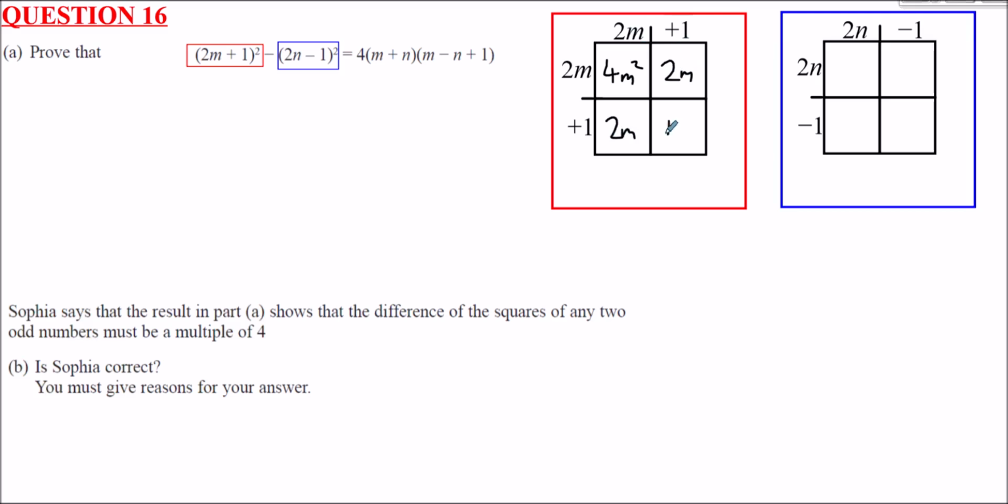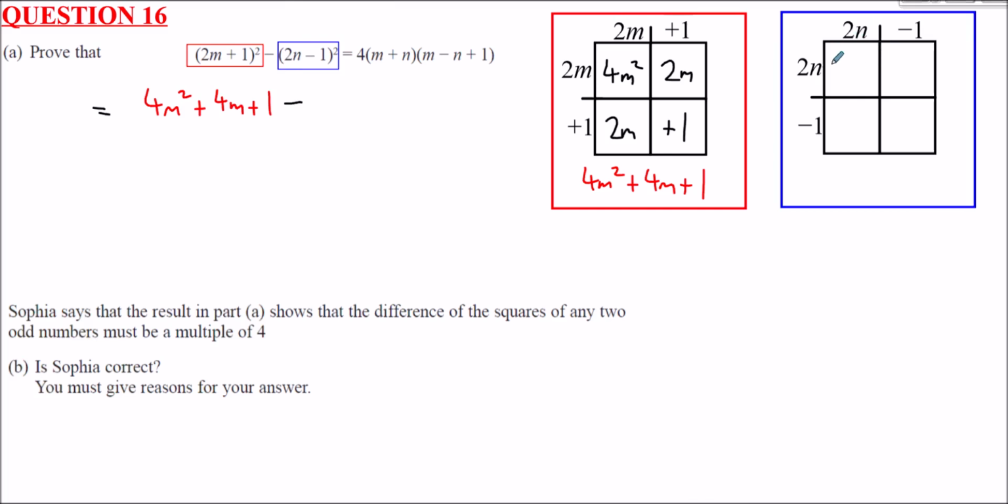And 1 multiplied by 1, of course, is 1. So simplifying all this down becomes 4m squared plus 4m plus 1. So this here is the same as 4m squared plus 4m plus 1, and we're going to minus away what we get when we expand out this one in blue.